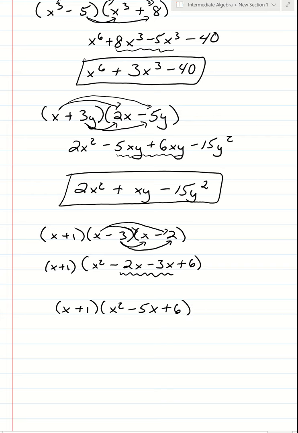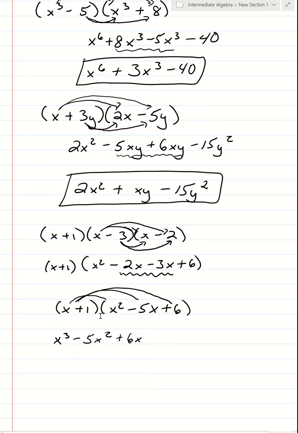And of course, now what I have to do is go and multiply the x with all three terms of the second polynomial. And so x times x squared would give you an x to the third. X times the negative 5x would give you a negative 5x squared. X times the positive 6 would be a plus 6x.